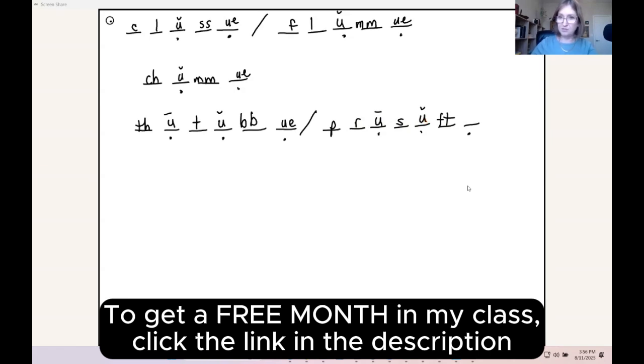That looks like an F. Let me change that to a T. And then oo at the end of a longer word is spelled UE. So here we have pru, sa, tu. Look at that. Now, if you didn't get it perfect, you got it close and you're learning. All right, try this one.